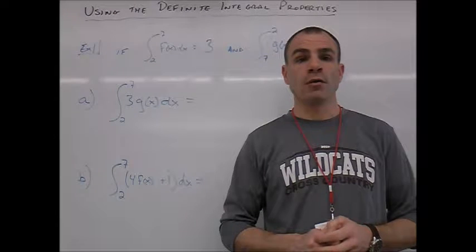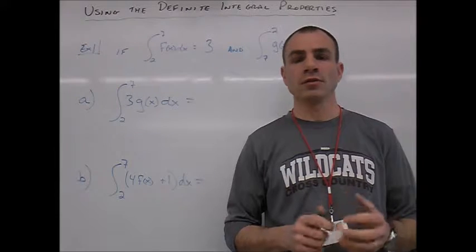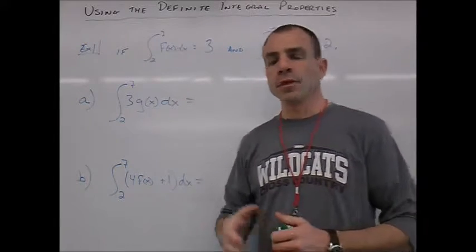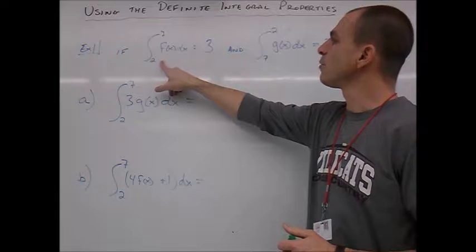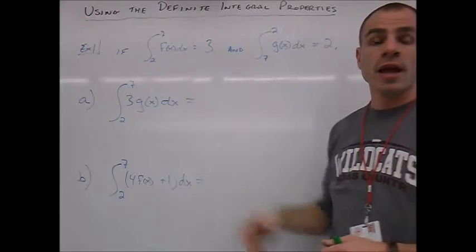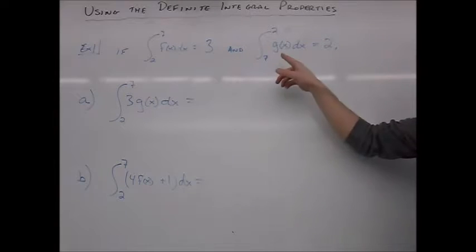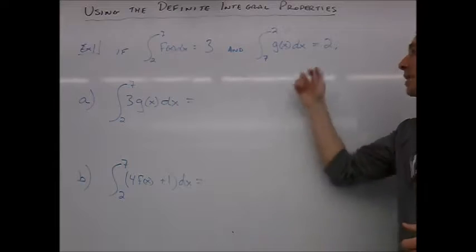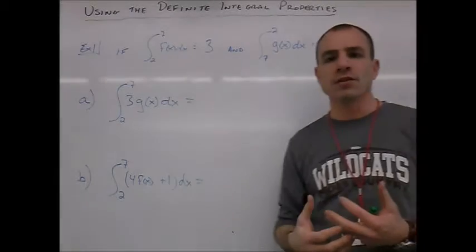Now that we've talked about the definite integral properties, let's put them into practice. So we've got an example on the board right here. We see that the integral from 2 to 7 of f of x is equal to 3. And we've also got another integral, this time from 7 to 2, of another continuous function, g of x, and that's equal to 2. So that's what's given to us.